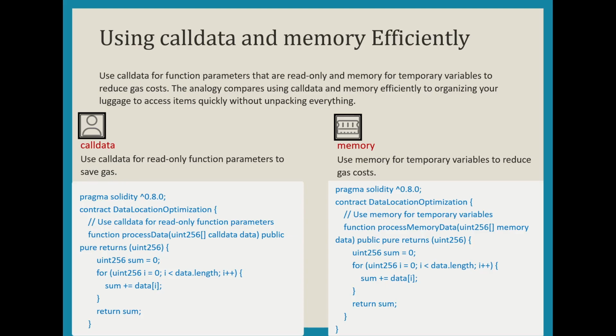So calldata and memory. We use calldata for read-only function parameters to save gas. We use memory for temporary variables to reduce gas costs. So let's look at the code over here.